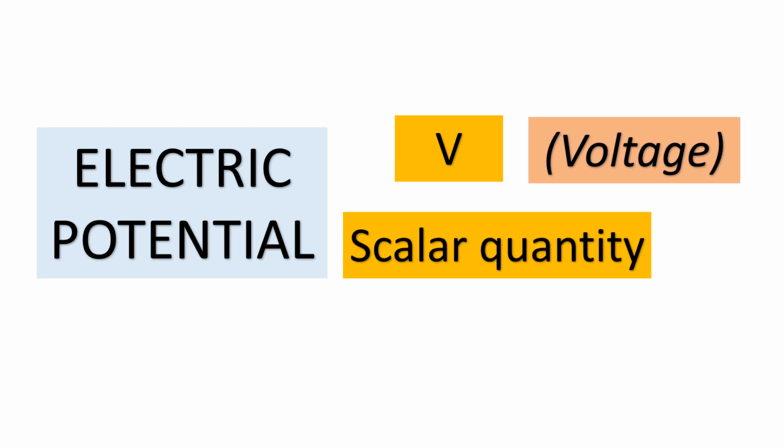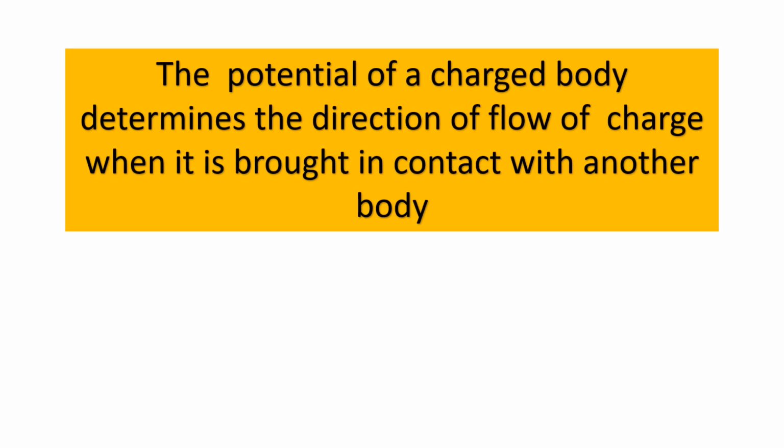Electric potential is denoted by V. It is also called voltage, and it's a scalar quantity. The potential of a charged body determines the direction of flow of charge when it is brought in contact with another body. Now here is a charged body, there is another charged body, they are brought in contact by a cylindrical wire or conductor. Now how will you know from which side to which side the charge will flow?